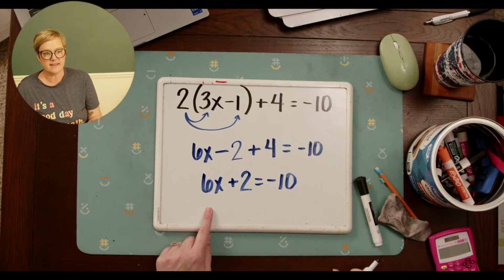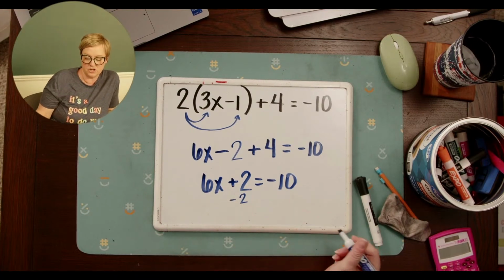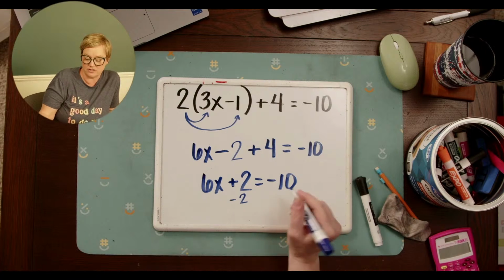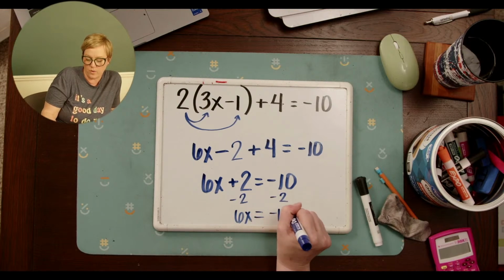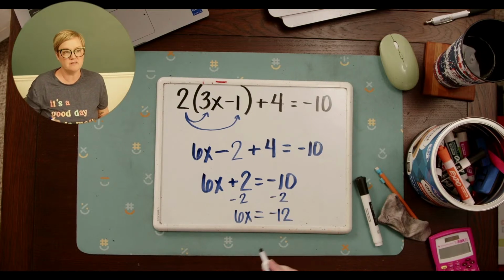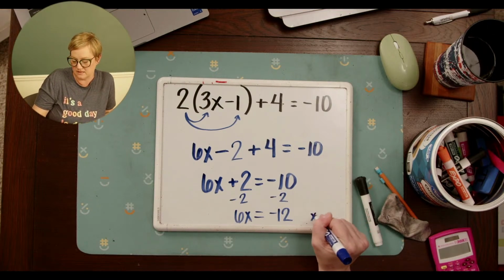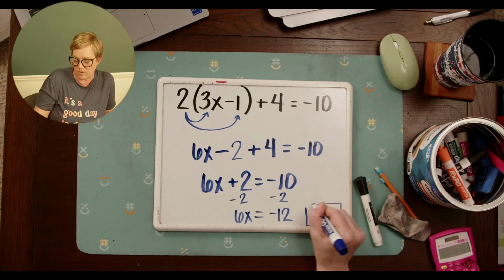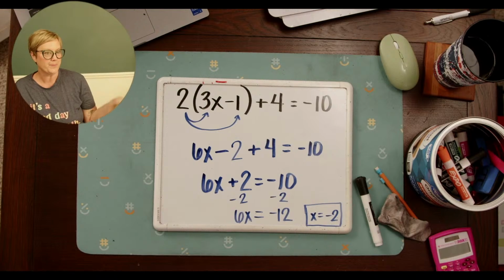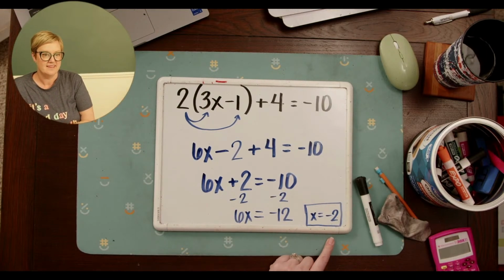So we want to get that 6x by itself. So I'm going to take away that 2, but I can't just do it on that side. I have to do it on both sides. So now I have 6x equals -12. And then if I divide both sides by 6, I get x equals -2. I kind of ran out of room there, but that's what we get. X equals -2, because -12 divided by 6 is -2. Okay.